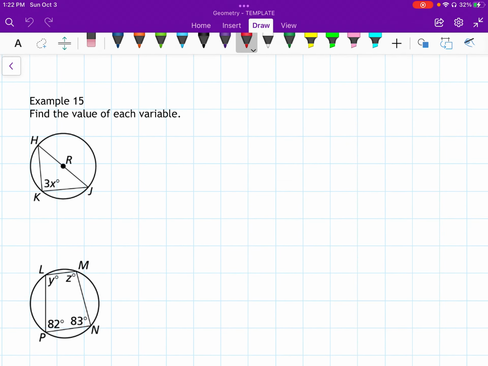Example 15, this one is a triangle inscribed in a circle. This is our diameter, which means that this is 180. So this right here is a right angle, right? So we could say, well, 3x is 90, so x is 30 degrees.